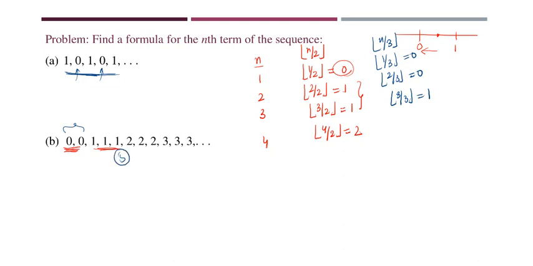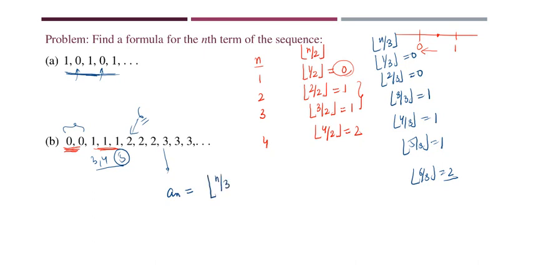So for the third, fourth, fifth terms, I should get 1. Third, 3 by 3 is 1, 4 by 3 is 1, then 5 by 3, 1. Yes, and when I have the sixth term, 6 by 3 will be 2. So this is fine. This works well. So the formula for the nth term of this sequence is the floor function of n by 3.